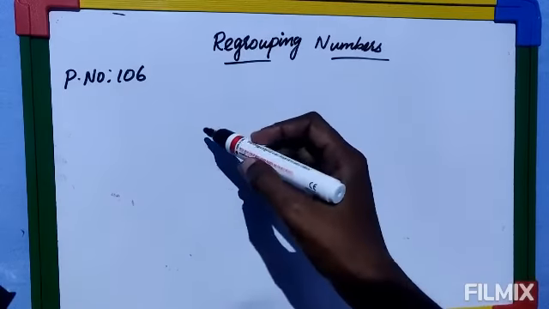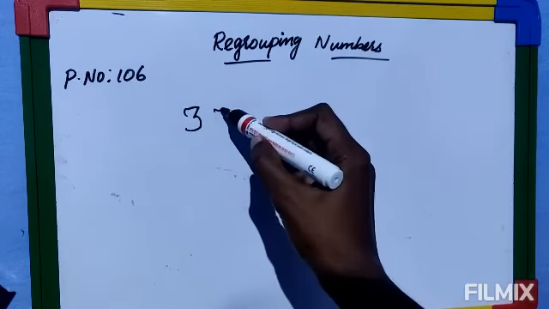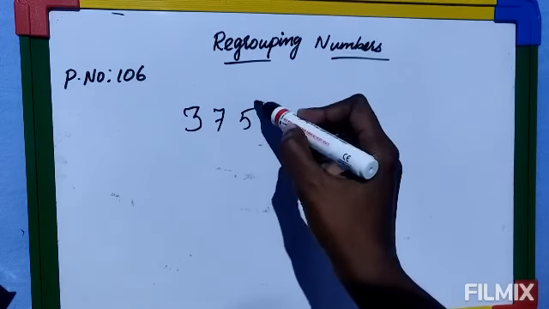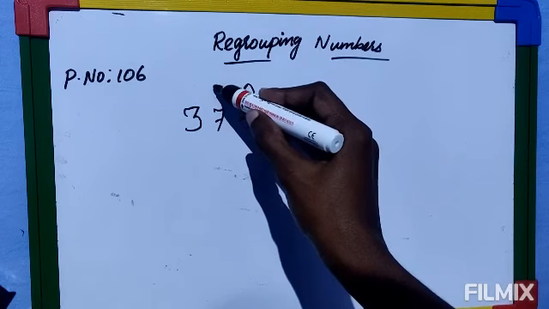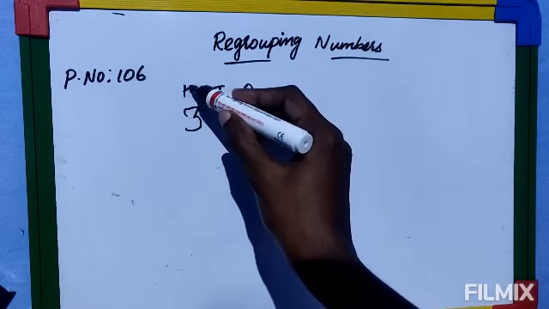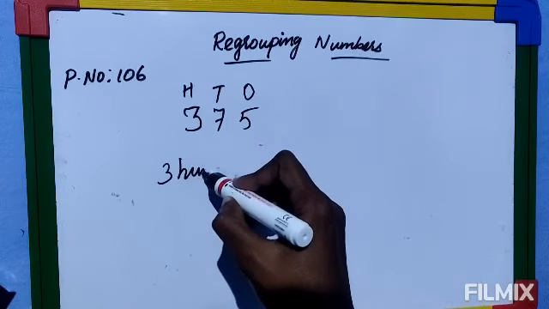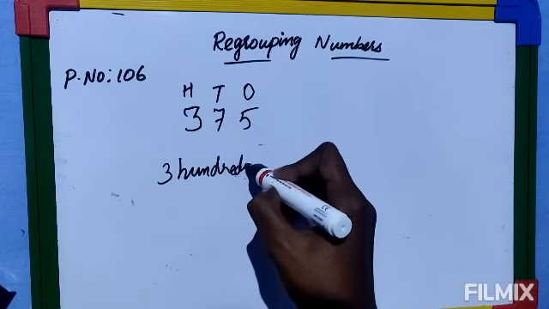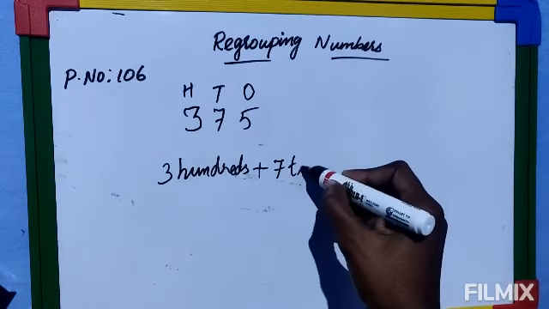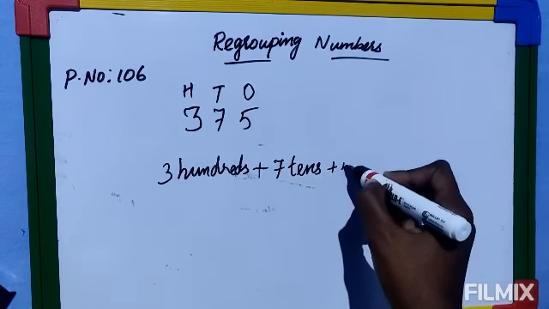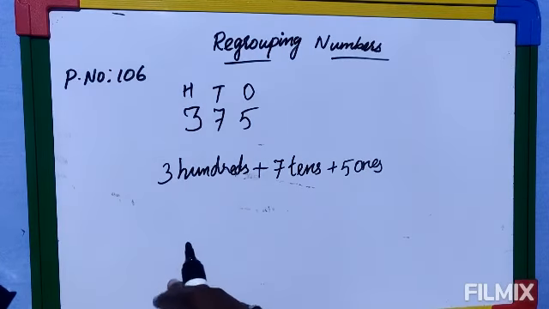So, regrouping numbers. Let me give an example. Suppose there is the number 375. Here the digits are in places. This is ones, this is tens, and this is hundreds. So here there are 3 hundreds, plus 7 tens, plus 5 ones. This is the way we write it in expanded form.